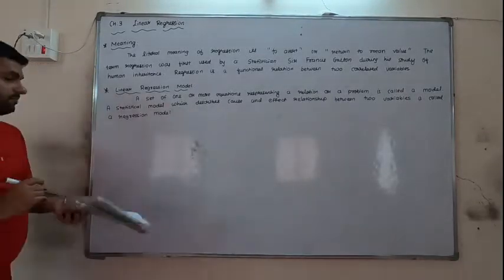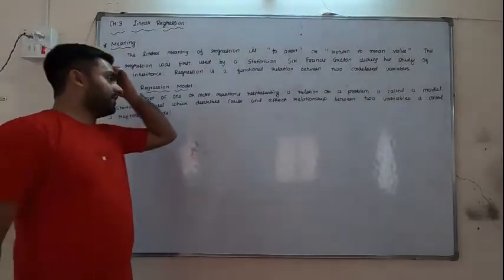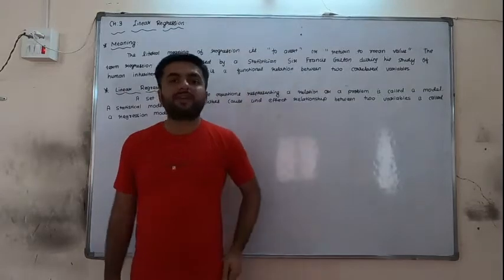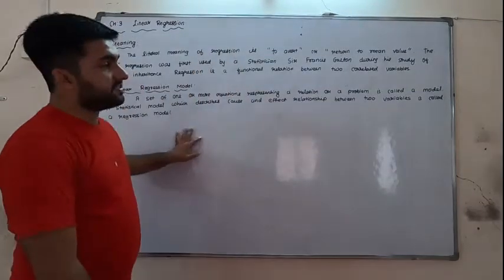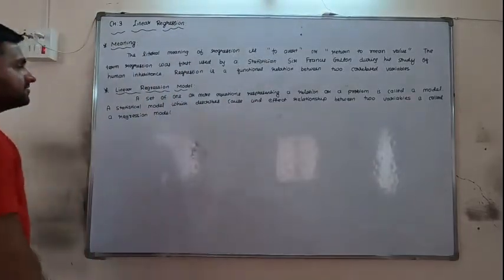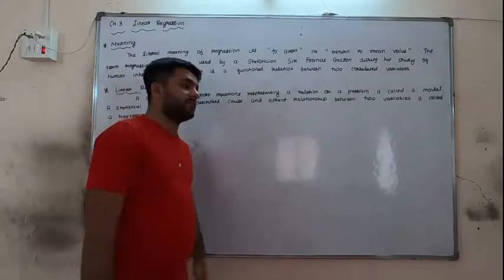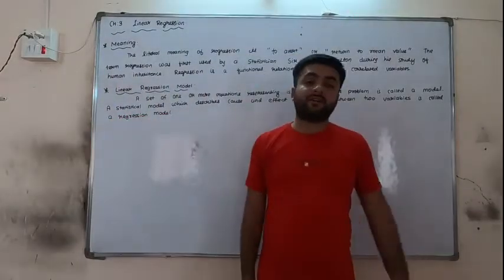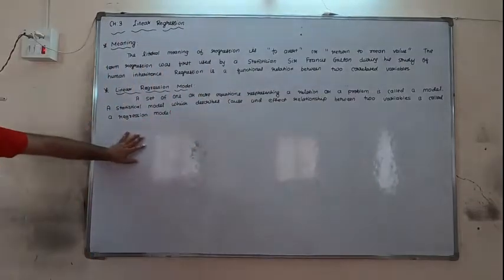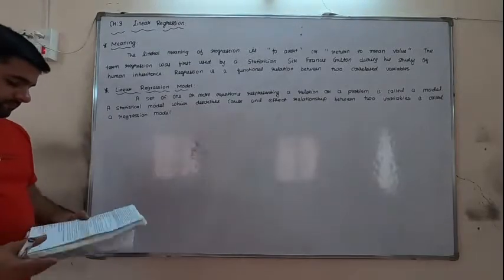Okay, so what is a linear regression model? A set of one or more equations representing a relation or a problem. So here we want to make equations which represent a problem. Problem means the relation between two correlated variables is called a model, and a statistical model which describes cause and effect. As you know from chapter 2, we are learning cause and effect. One will be the cause, the other will be the effect. So a statistical model describing the cause and effect relationship between two variables is called a regression model.